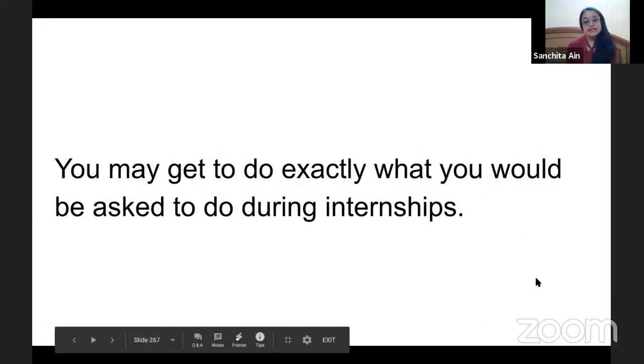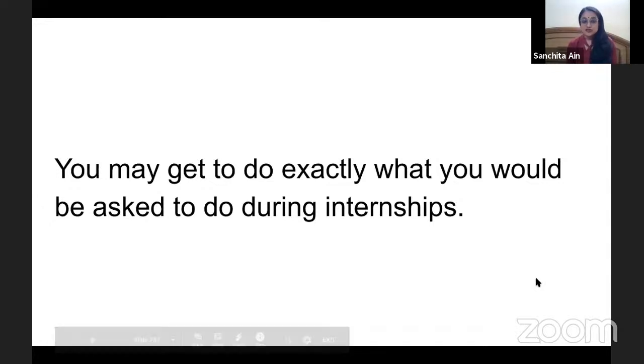You may get to do exactly what you would be asked to do during internships. This is something you need to keep in mind when you apply for clerkships, that this will be the nature of work and this is the maximum you can get from there. Therefore, you need to start networking right when you are doing your clerkship. If you think, I have got this, now I'm done, my life is set, that's not how it works. Next slide, please.